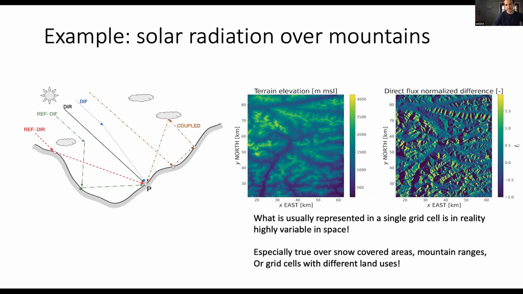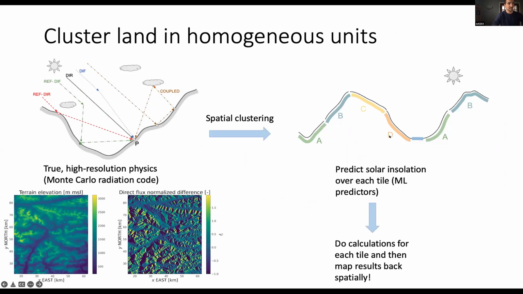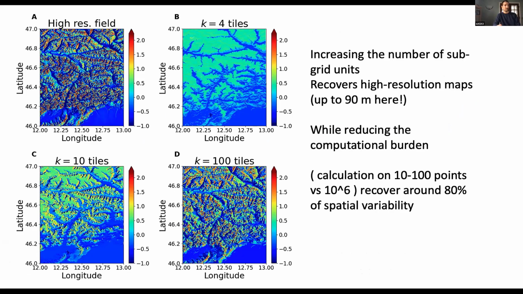But using this kind of approach, so taking land, clustering it using a machine learning clustering approach, we can come up with a few clusters. And then for each of them, we do the calculations. And I'll show you an example of results. So we can see in these maps that what is the true physics, which would be a very high resolution field, we can approximate with just a few tens of tiles, so a few tens of clusters.